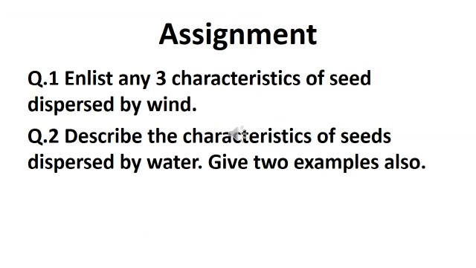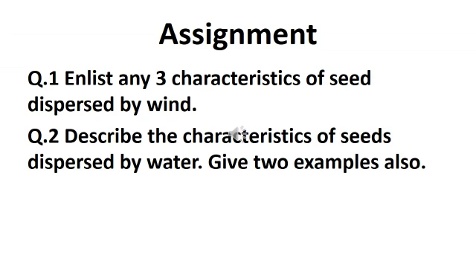Okay, at the last, your assignment is two questions. The first question is: list any three characteristics of the seeds dispersed by wind. Any three characteristics you can write down about the seeds which can be dispersed by the wind. It is very clear from the video and you can easily write. And list means you will write down in points.